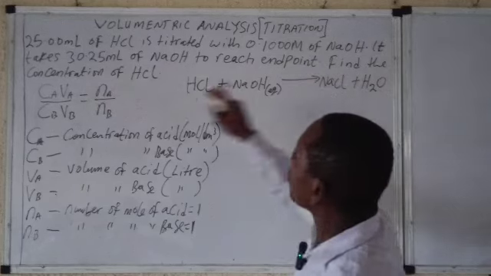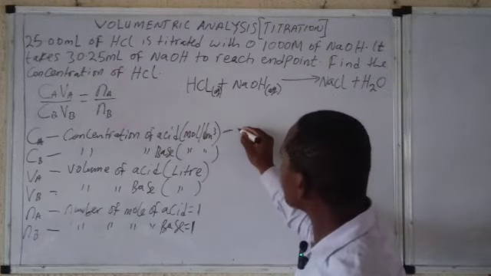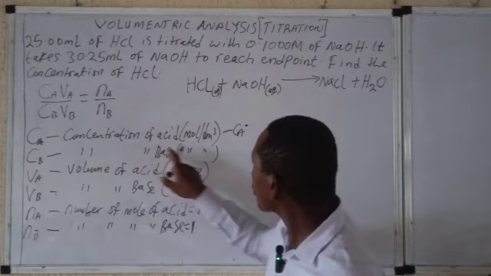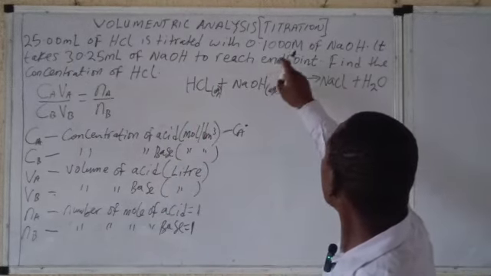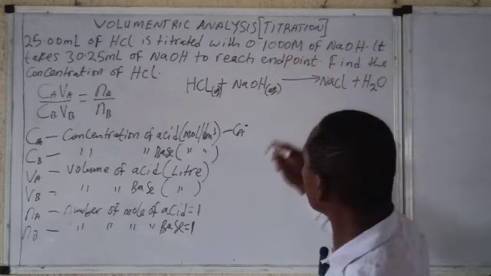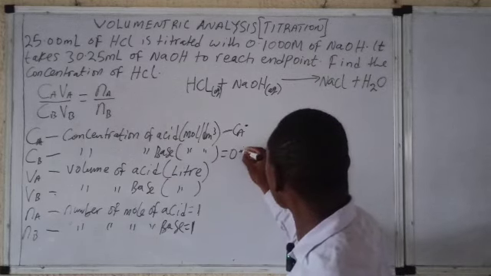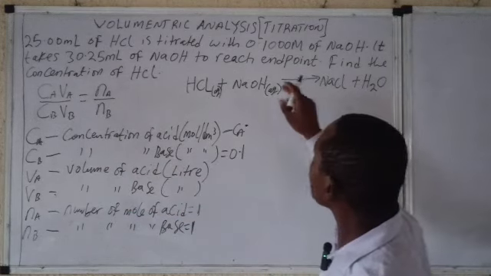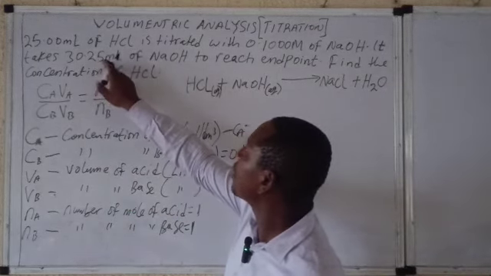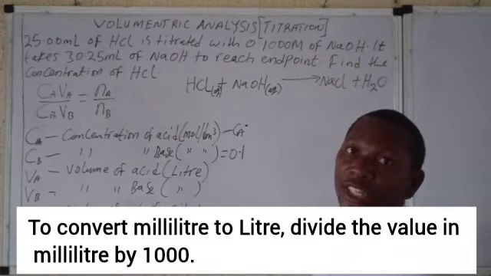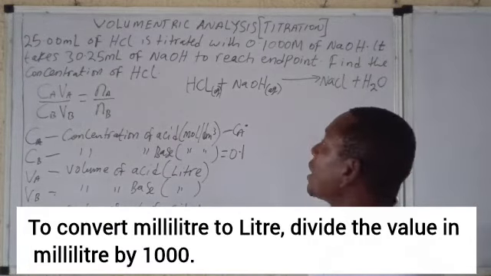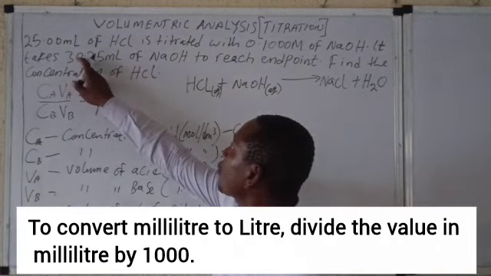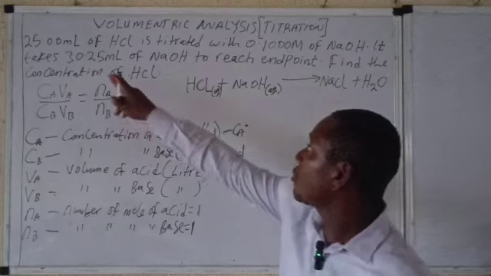Now, what about the concentration of acid? You are asked to find the concentration of acid, so you are looking for Ca. Take note of this. Next, the concentration of the base: 0.1 mole, so Cb is 0.1. All right. Volume of acid in liter. Now, this one is actually in milliliter, right? So you convert your milliliter to liter. And how will you do that? Just divide by 1,000. So if you divide this by 1,000, just shift the point 3 places.